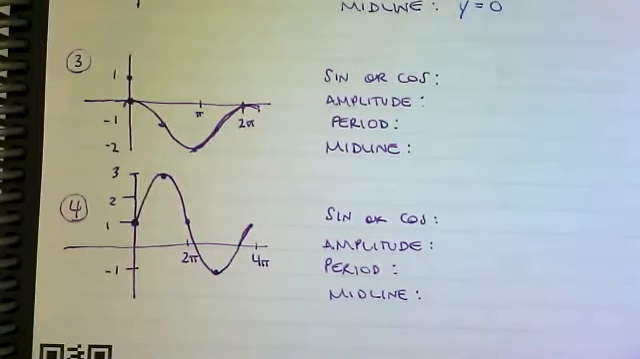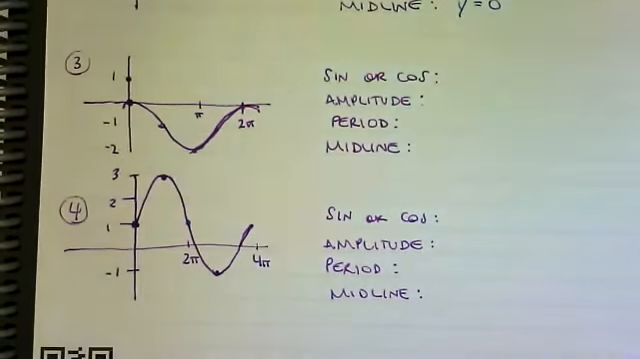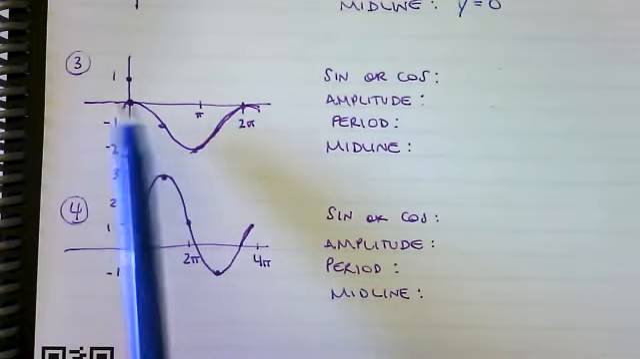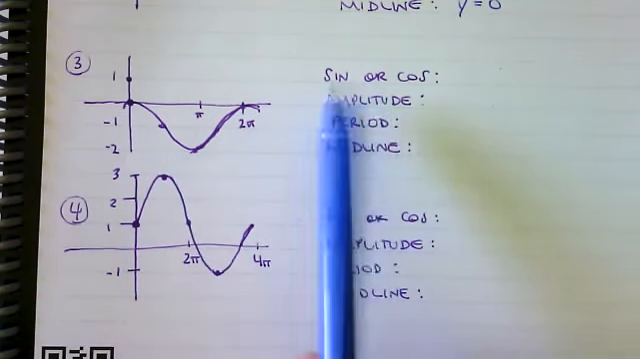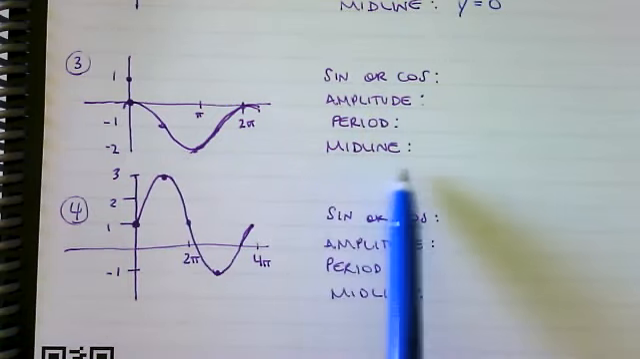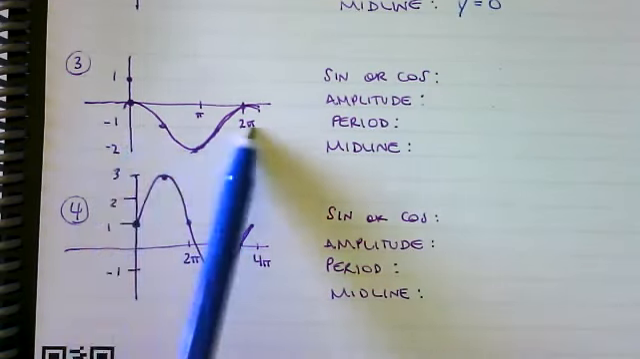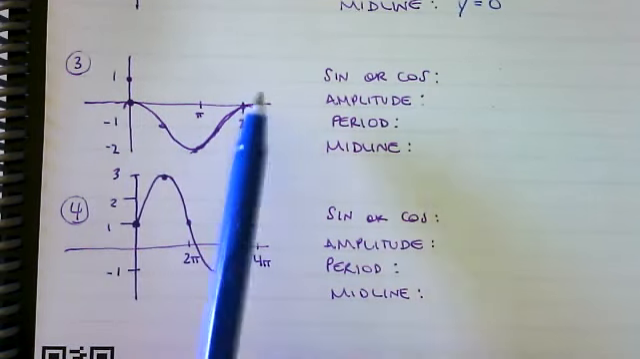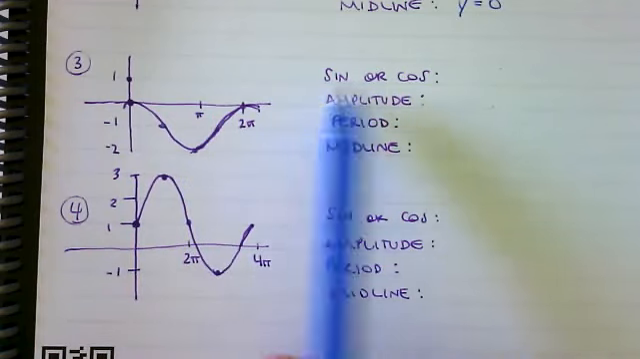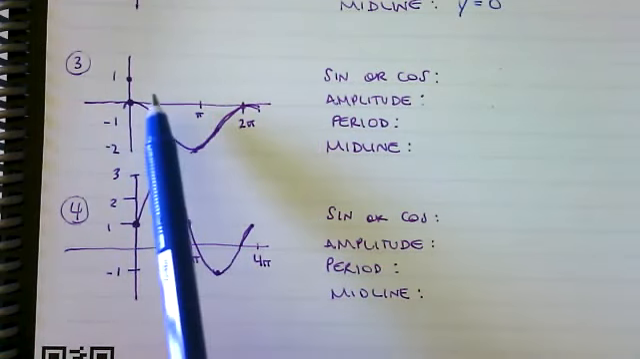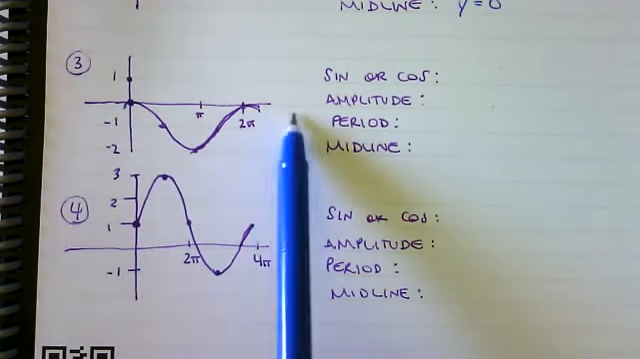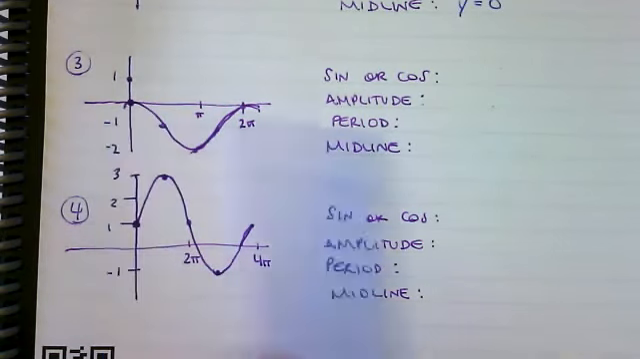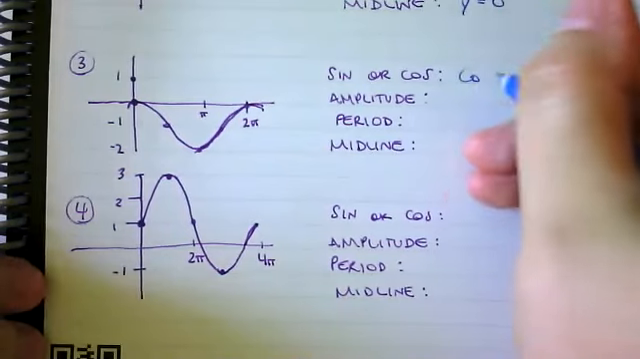Question number 3. Again, this one looks like it's been shifted down a little bit, right? So that's not going to affect my sine or cosine, amplitude, or period. The only thing that's going to affect is the midline, because the middle of it is now here instead of the x-axis. So again, sine or cosine, you're looking, am I starting at the top or am I starting in the middle? So here I'm starting at the top of the wave. Okay, so this is the highest point. So that's going to be cosine.